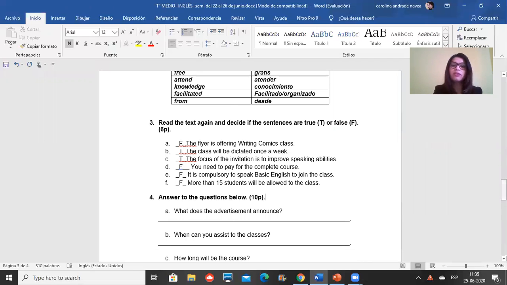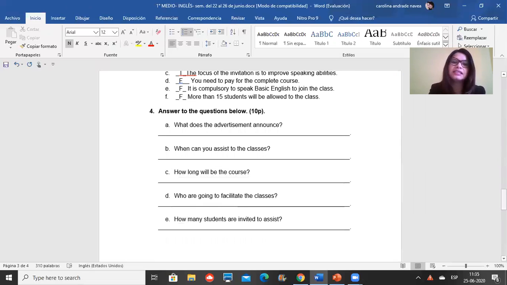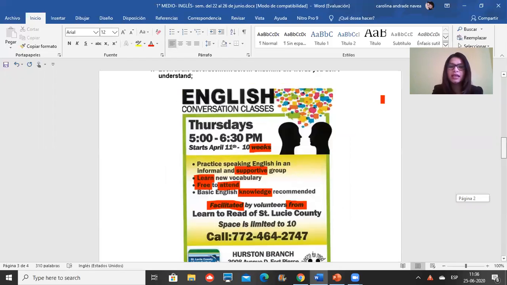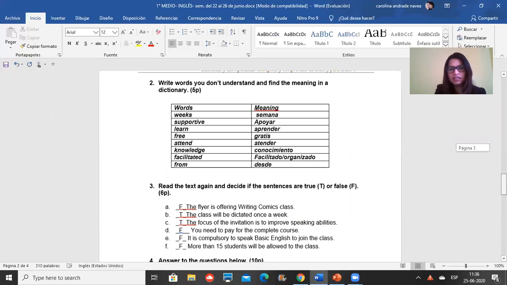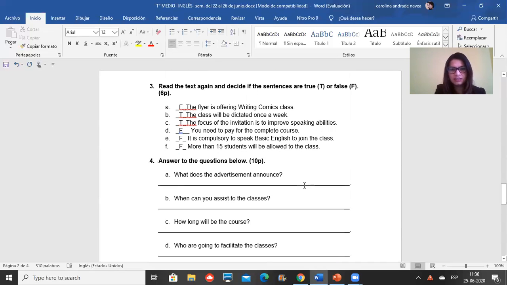Then we have the 5 last questions, and it says, answer the question, what does the advertisement announce? The advertisement, we are going to start. We can write short answers or we can write long answers, okay? So, what does the advertisement announce? ¿Qué anuncia el advertisement? English conversation classes. That's easy, okay? So we are going to write here English conversation classes.